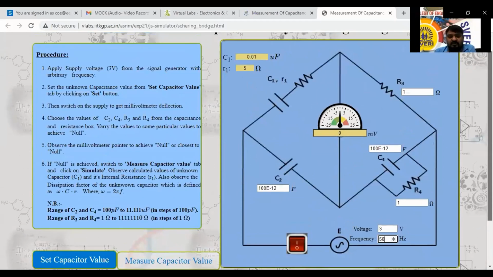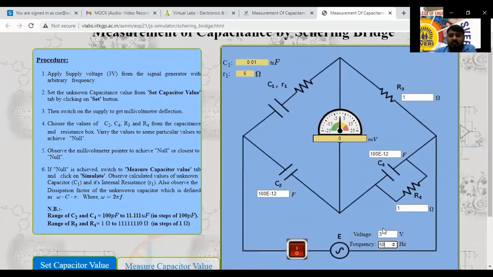50 hertz. Okay. I have set the voltage and frequency and this C1 value. Next, according to your procedure, this one is the unknown value. Don't touch this part here. But by clicking on this arrow, you can vary the R3 value, the C2 value, the R4 value, and the C4 value. By varying all these variables, we can bring the bridge into balance state.